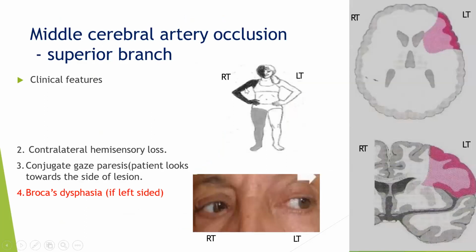So what will happen in the middle cerebral artery? We see the picture here. The upper limb is dark and the lower limb is mildly dark, so the upper limb and face will be involved. The upper limb will be more involved than the lower limb.